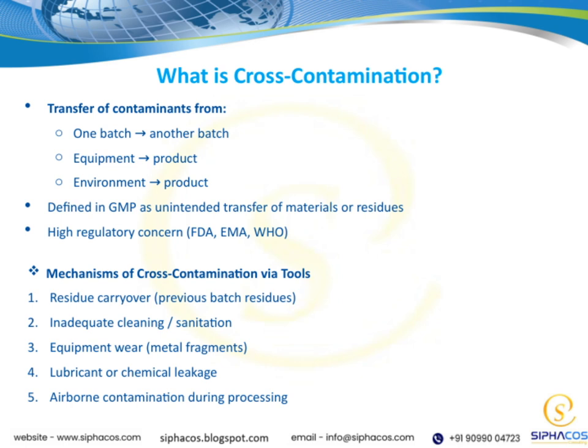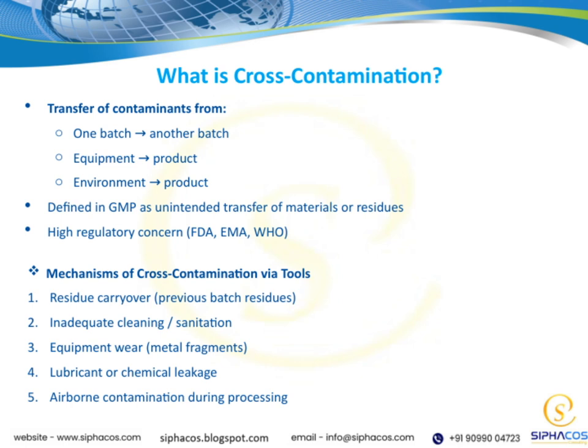Now you might ask, what exactly is cross-contamination? It's essentially the transfer of contaminants from one source to another, be it from one batch to another, from equipment to product, or from the environment to the product. In the context of good manufacturing practices, or GMP, this is defined as the unintended transfer of materials or residues. And it's a significant concern for regulators like the FDA, EMA, and WHO, because it can directly impact product safety and quality. Understanding these mechanisms helps us appreciate the importance of strict controls and clean practices throughout manufacturing to prevent such contamination.